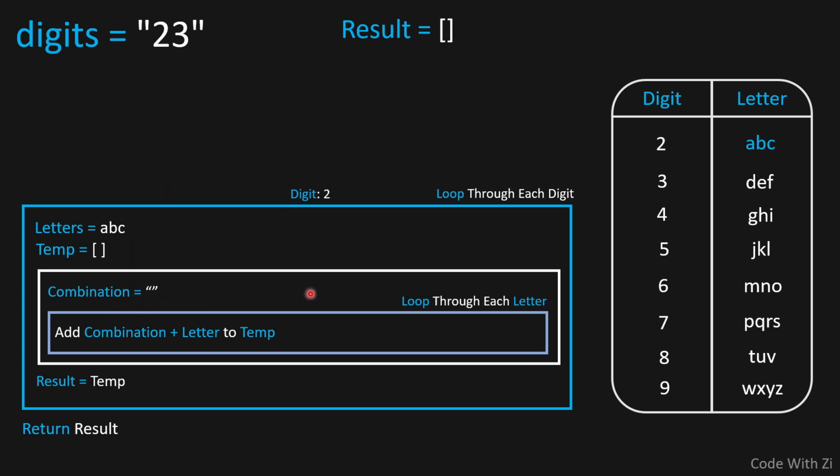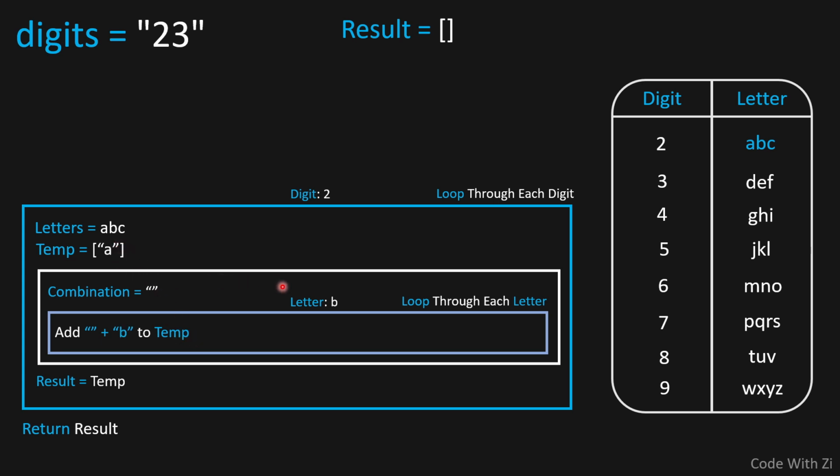And then we're going to enter our final loop, and we're going to loop through each letter that we have. So we're basically going to loop through A, B, C. So let's do that. In our first iteration, our letter is going to be A because we're looping through our letters and A is the first character. And then we're saying add combination plus letter to temp. So let's do that. Our combination is an empty string and our letter is A. So empty string plus A will be added to our temp array here, like so.